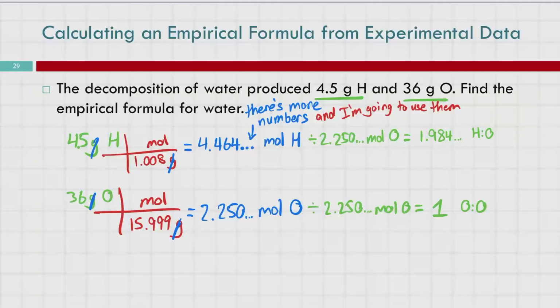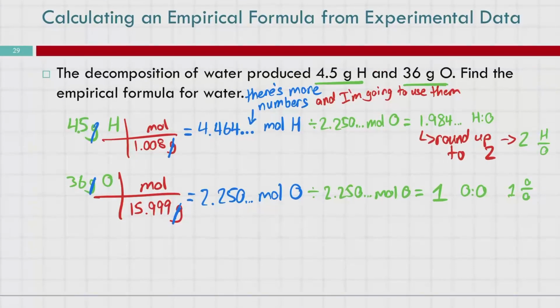Do we think, hopefully we do, we think 1.984 is close enough that we can just round it up to 2? Vigorous nodding ensues. Yes, we want to round that up to 2. So 2 hydrogens per oxygen, 1 oxygen for every oxygen.